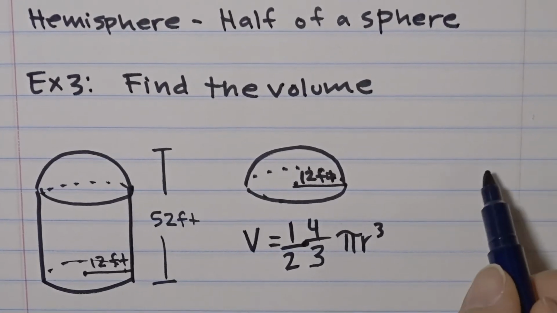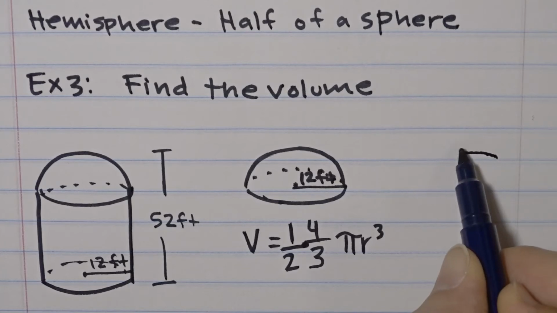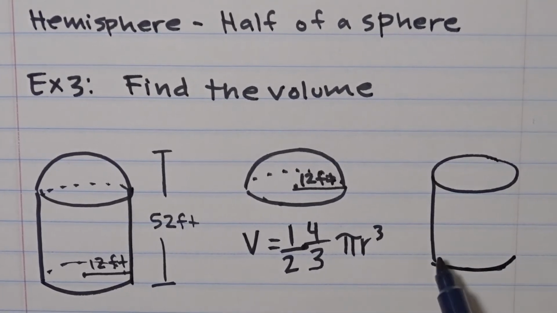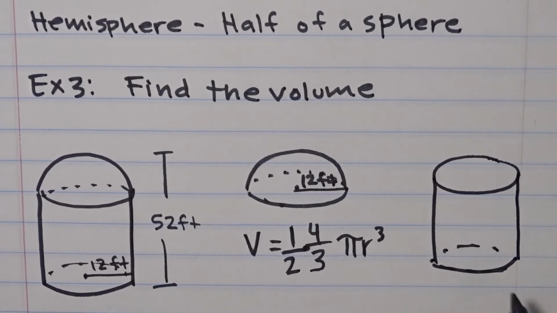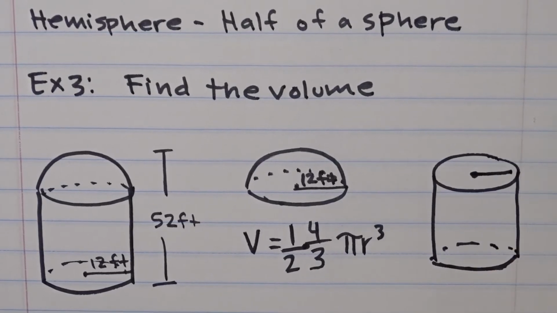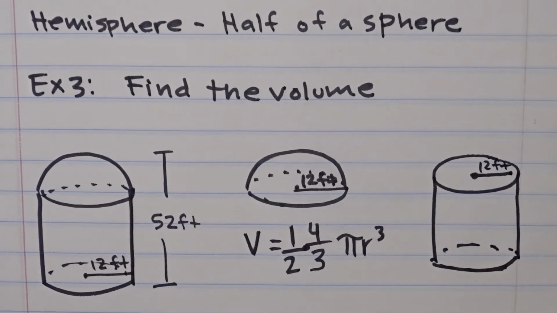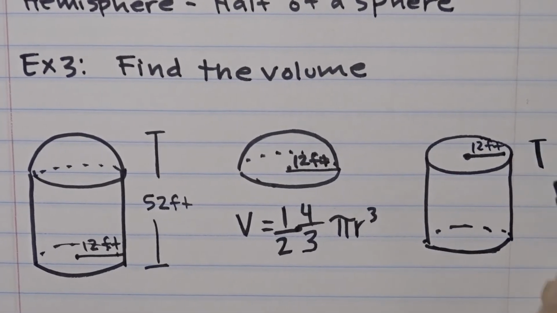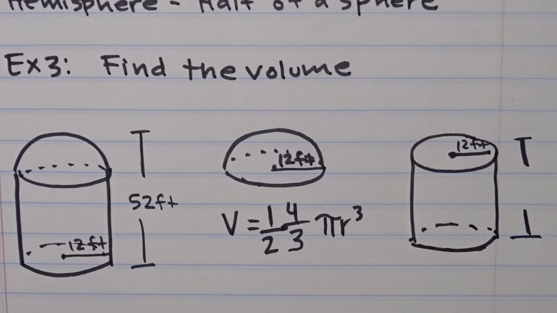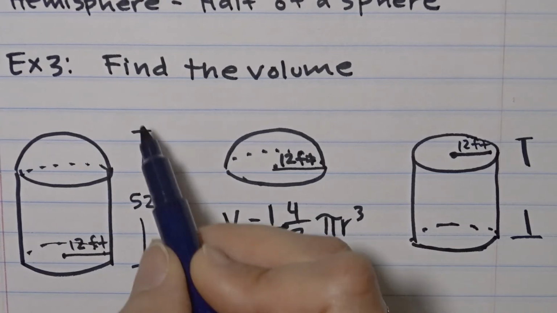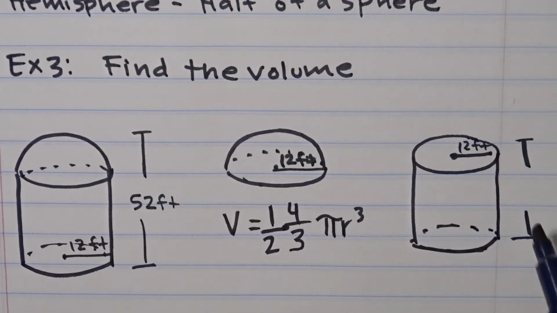And now I'm going to look at the cylinder. And that cylinder has a radius of also 12 feet. And the height, we've got to figure this out. So what's the height going to be? The height of the entire thing is 52. But now I need to find just the height of the cylinder.